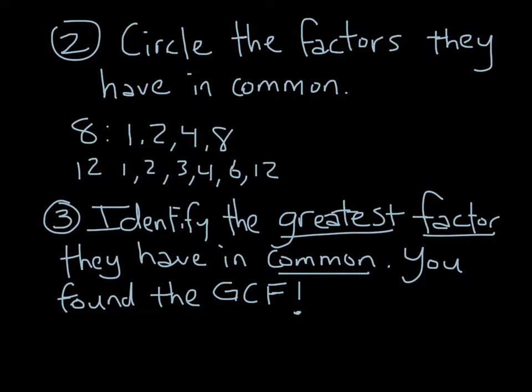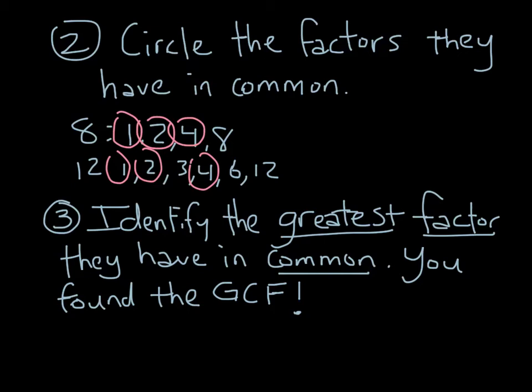And now step 2, as you can see here, says to circle the factors that they have in common. The factors they have in common. So let's look at all the factors of 8 and all the factors of 12 and circle the ones they have in common. They have 1 in common, they have 2, and they have 4, and that looks like it's it. There are no more that they have in common.